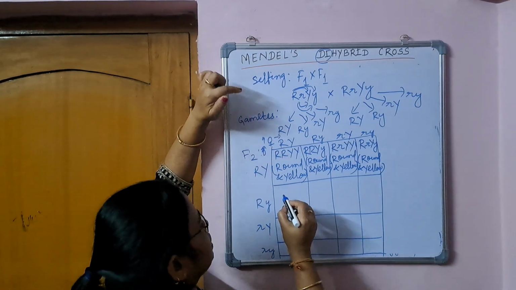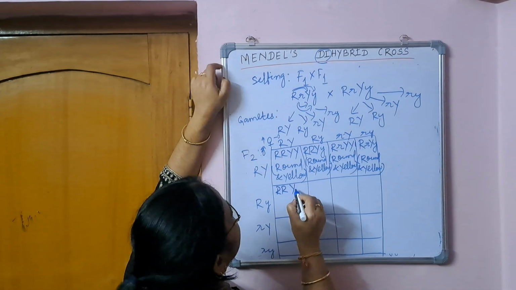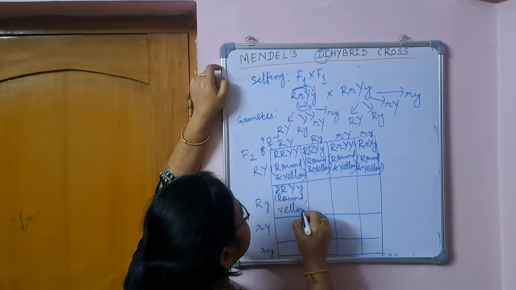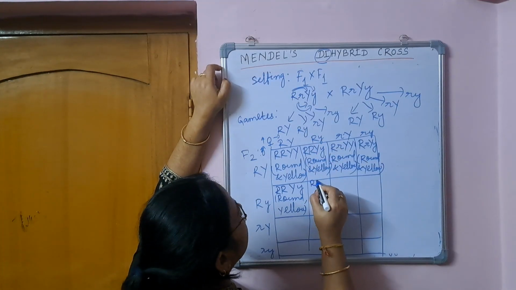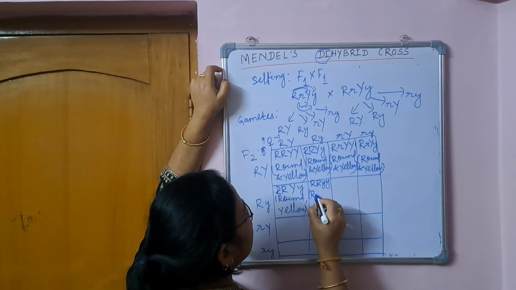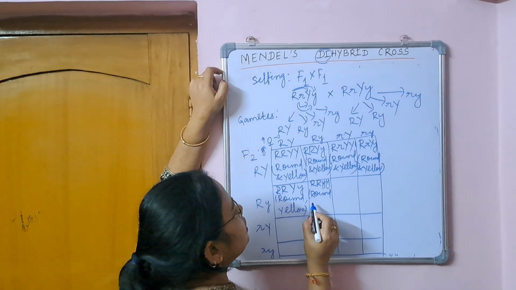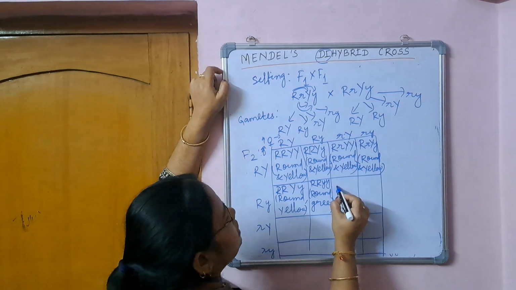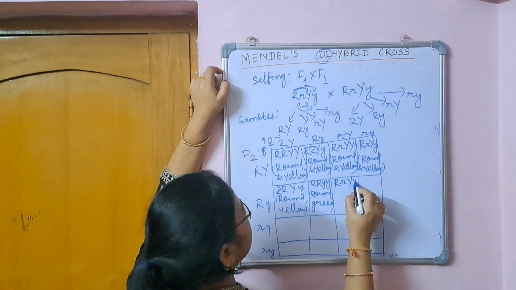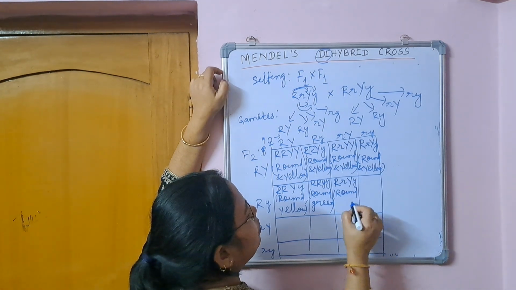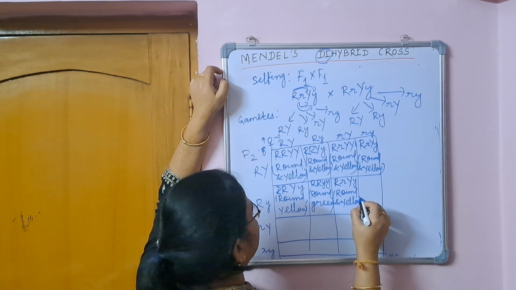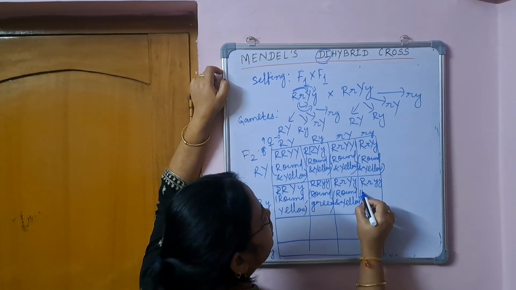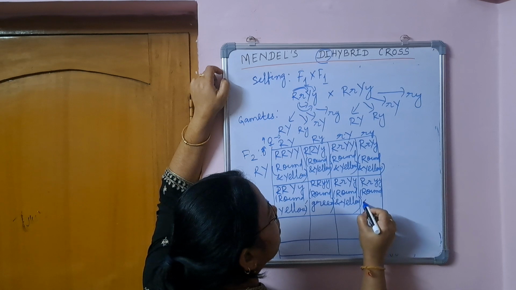Now come to the next, capital R, capital Y, small y. Again round, yellow. Then capital R, small y. This will be round, and the small y, it will be green. Now come to the next, capital R, capital Y, small y. Again it will be round and yellow. Now the next, it will be capital R, small y. Again it will be round and green.